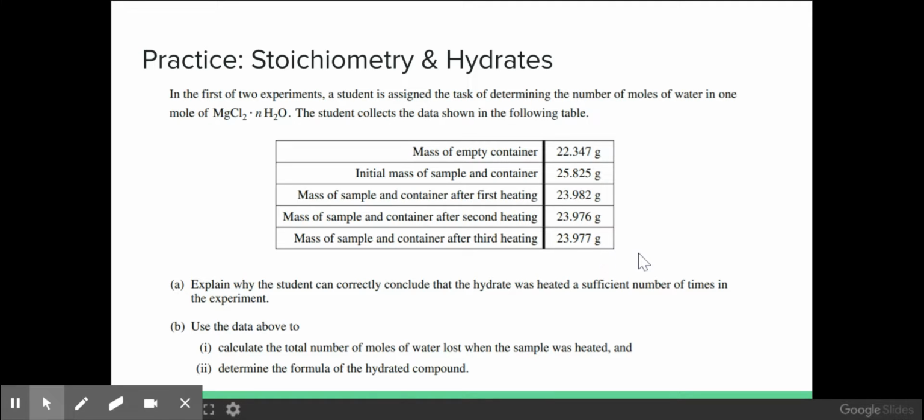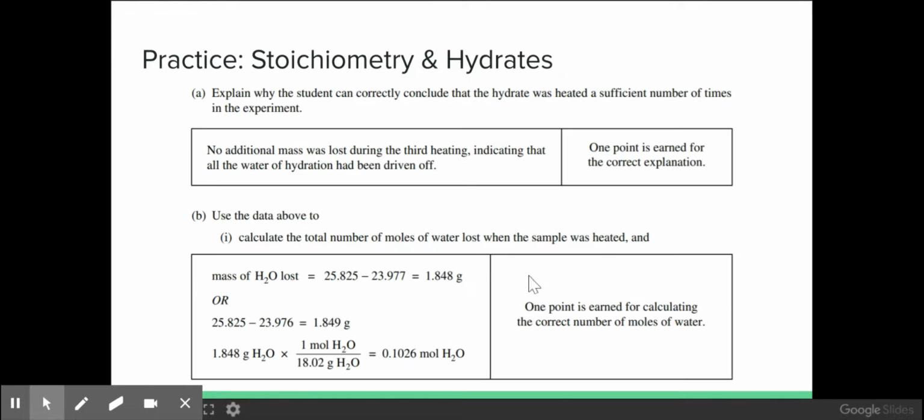Now, why could that be? Well, as you know, when we work with balances, the last digit will often oscillate between two different numbers. So really, that could just be the random error of using the balance. So it does seem that after the second heating, the mass didn't change to an appreciable degree. So the official answer would be that no additional mass was lost after the third heating, indicating that all of the water of hydration had been driven off. That would be 1 point out of the total.